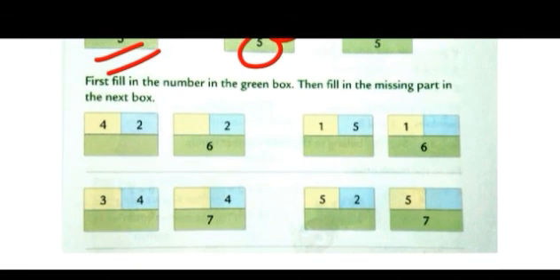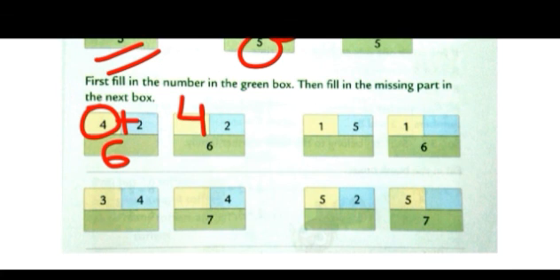So see this exercise now. First fill in the number in the green box, then fill in the missing part in the next box. So 4 and 2 is given. 4 plus 2 is how much? 6. So we will write 6 in the green box. Now see the next box. In the green box, 6 is written. In the blue box, 2 is written. What will come in the yellow box? Which number is remaining? 4. So 4 will come in the yellow box. Or you can simply subtract it. 6 minus 2 is 4. This way you have to add, and this way you need to subtract.